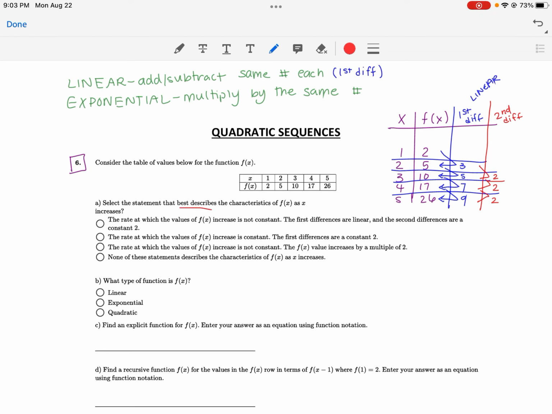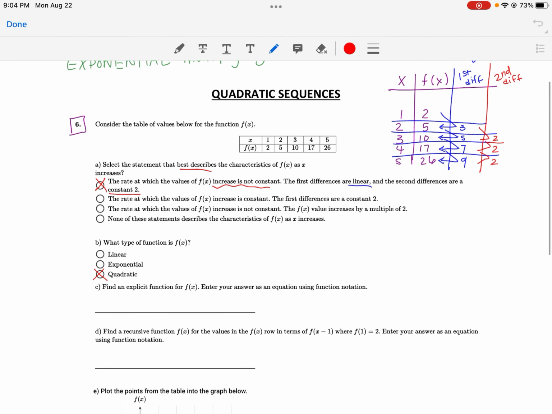As we look at these options for this one, which statement best describes the characteristics? The rate at which the values increase is not constant. That's true. The first difference is not constant. The first differences are linear. The blue part's linear, right? That was true here. And then the second difference is constant too. So this would be my answer there. This option tells you the first difference is constant too, which is not the case. It's the second difference, right? So that doesn't work. The next one says it's a multiple of 2, and the last one says none of these. So we know if it's the same second difference, it's quadratic, right? So that helps you maybe put that here: same second difference will always make it quadratic.